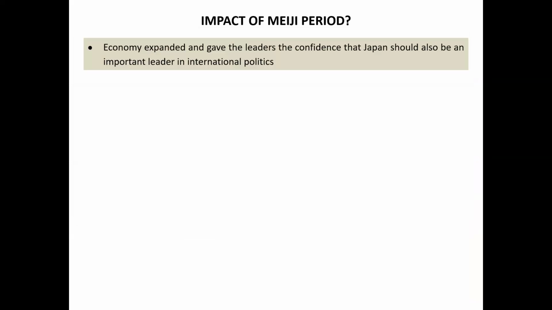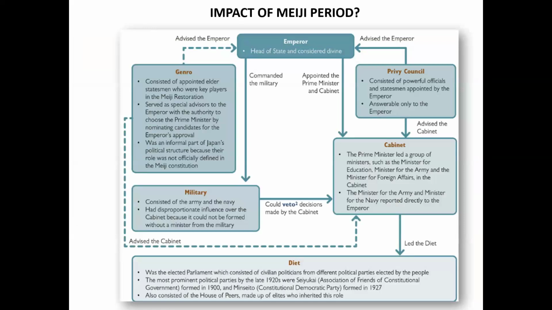Now, impact. All right. The economy expanded. It gave the leaders the confidence that Japan right now has a place in international politics. Now, I do want you to focus on this. I think we need to understand how the structure of the state is. So, like we said just now, the emperor is definitely the head of state. Okay. Now, in the diet or the parliament, you have the privy council. Okay, it consists of powerful officials appointed by the emperor and answerable only to the emperor. Okay, you have the generals, elderly statesmen, the key players in the Meiji Restoration.